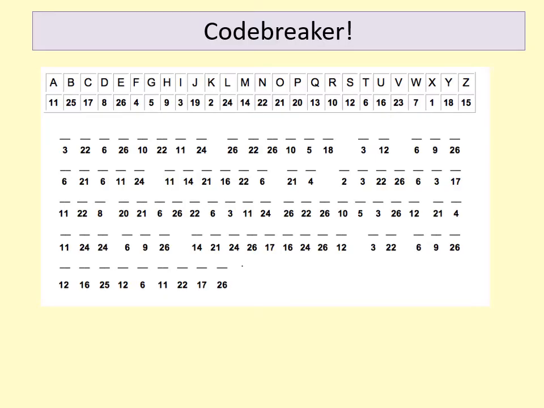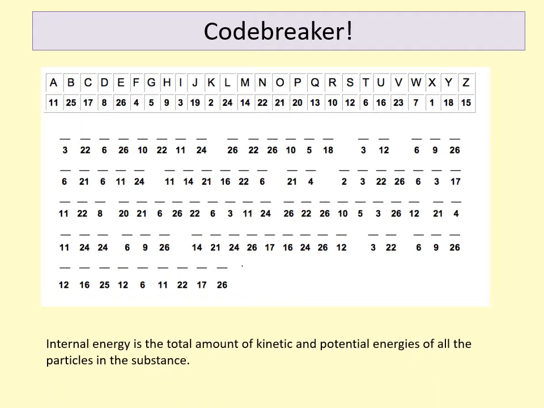For the starter activity, I want you to take some time and do this code breaker activity and try to find out the blanks. You can pause the video and then you can find out the statement. Right, welcome back. You can see this is the answer. Internal energy is the total amount of kinetic and potential energy of all the particles in the substance. This is what we have done in lesson number 4 last time.